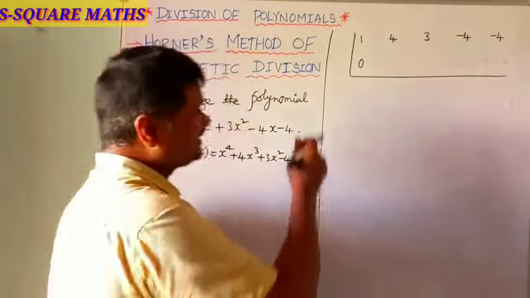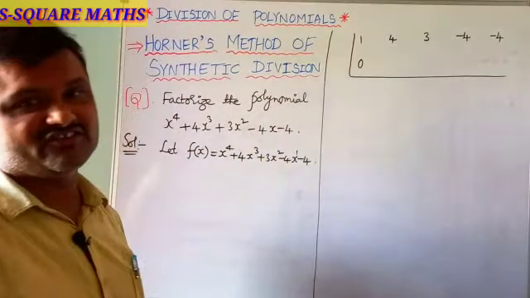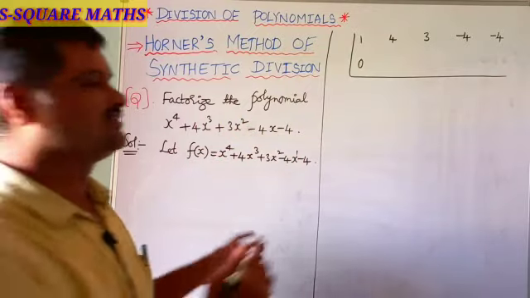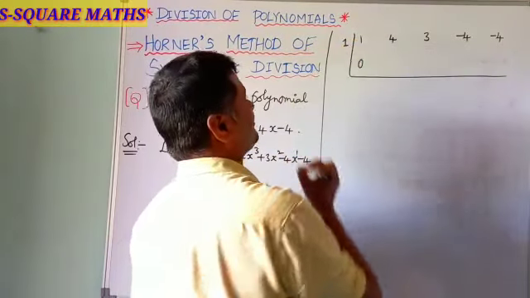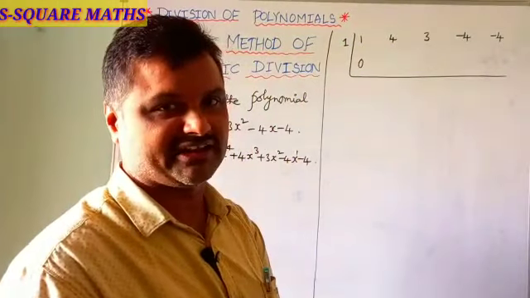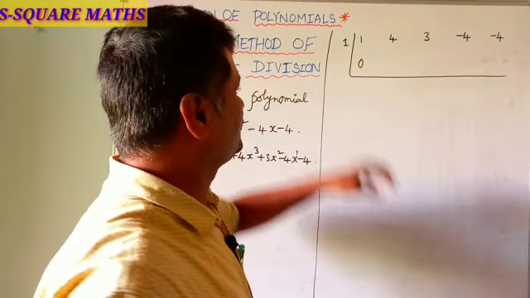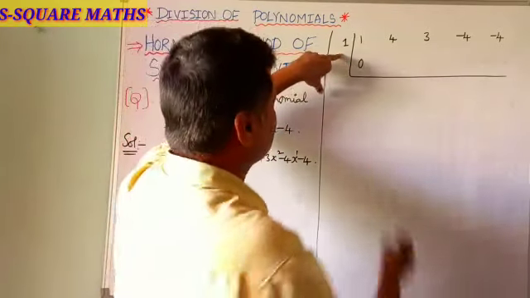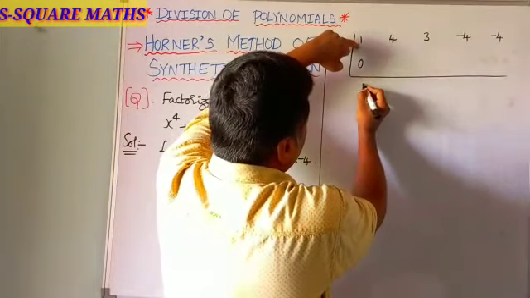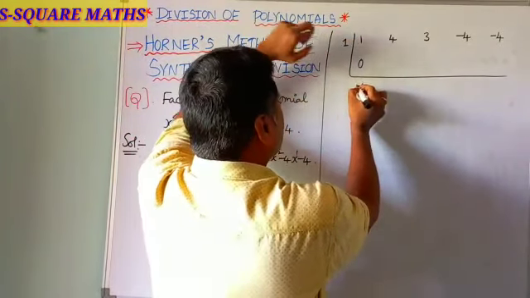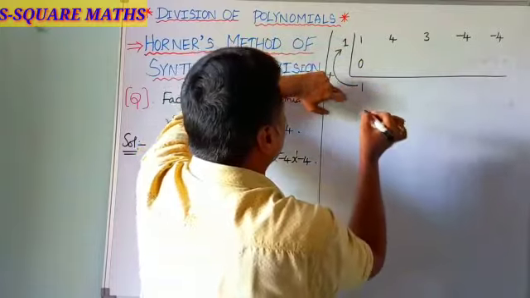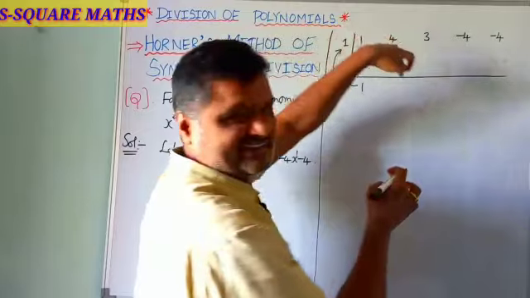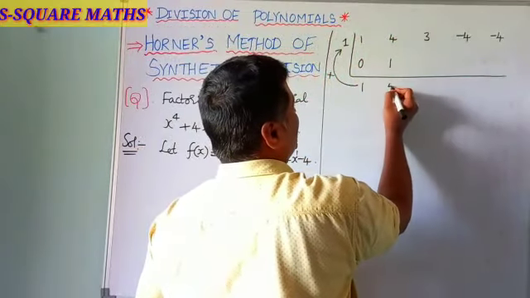Now I am considering the multiplier factor as x minus 1. If I take x minus 1 as a factor, 1 will be the zero of this polynomial, since x minus 1 is a multiplier. So I have to consider plus 1. Now you have to do 1 plus 0 is 1. Next step, you have to do the multiplication: 1 into 1 gives you 1. Again the addition: 4 plus 1 gives you 5.